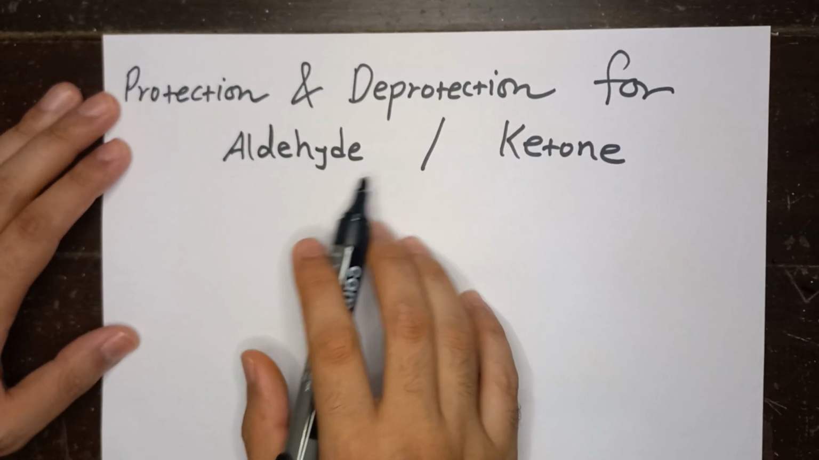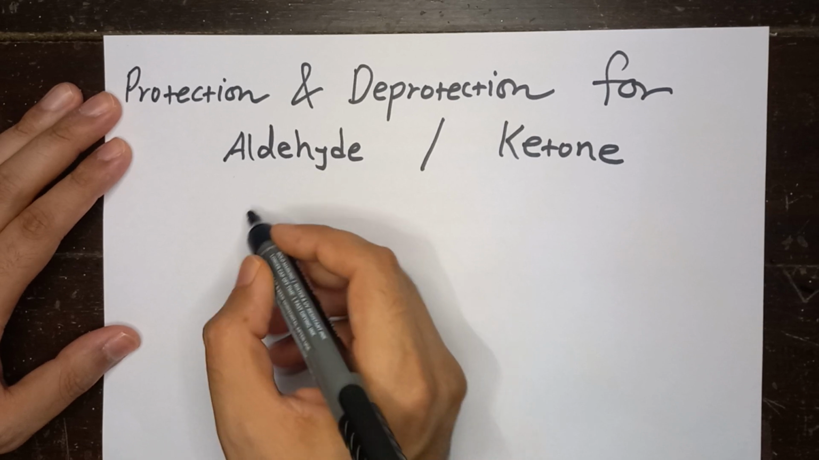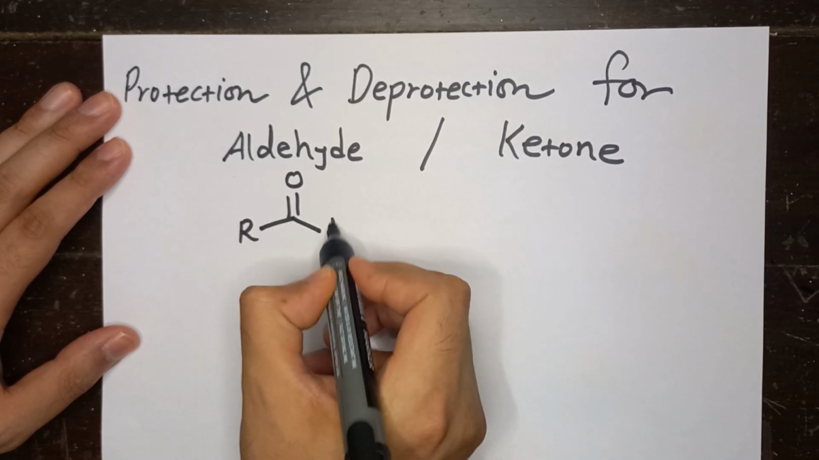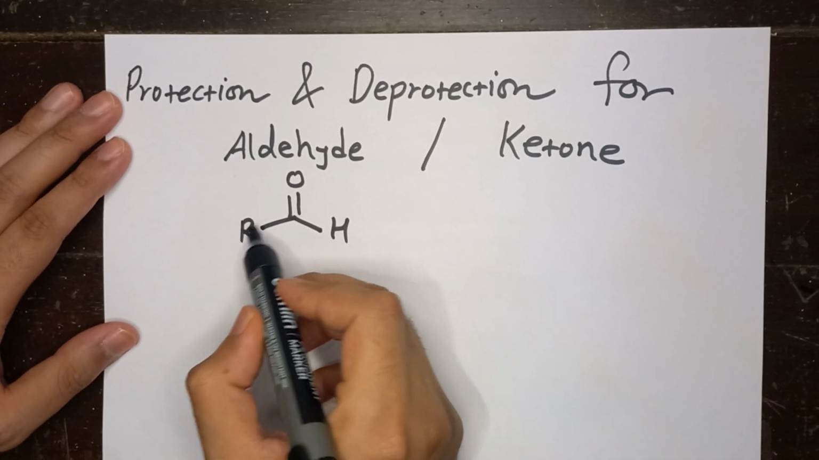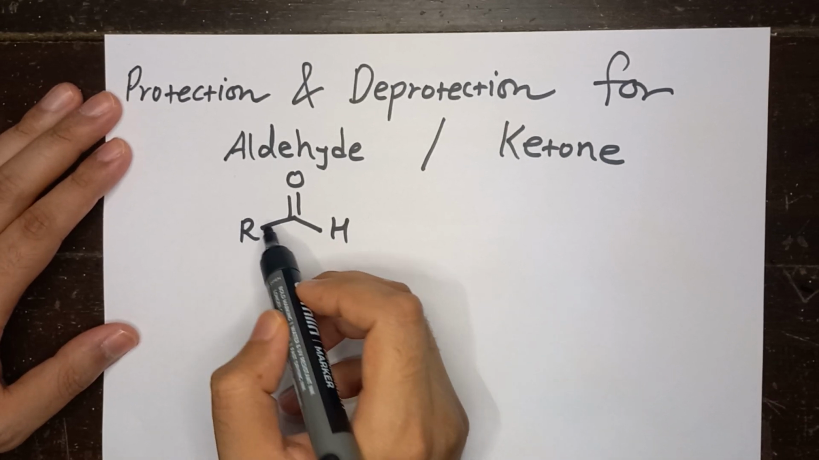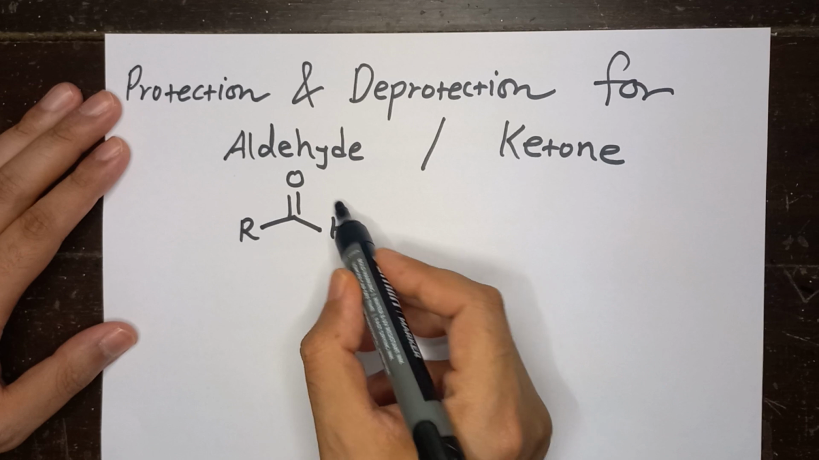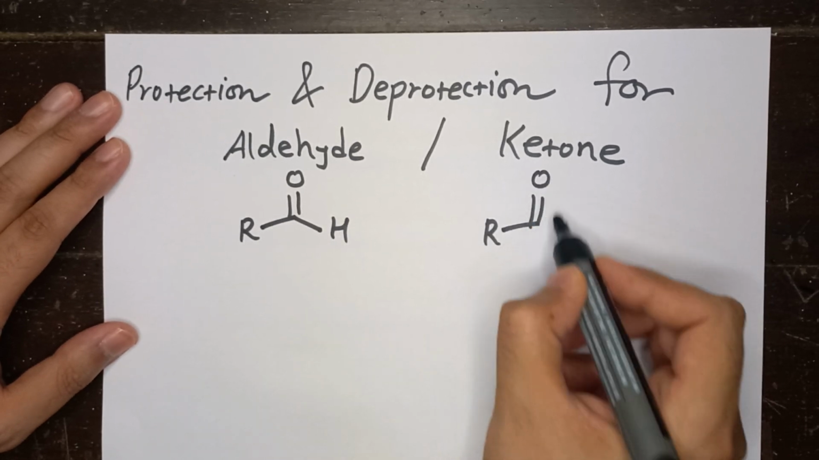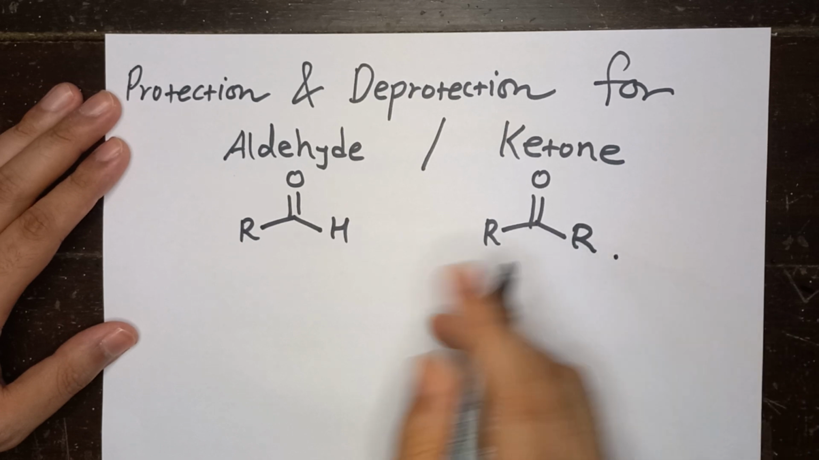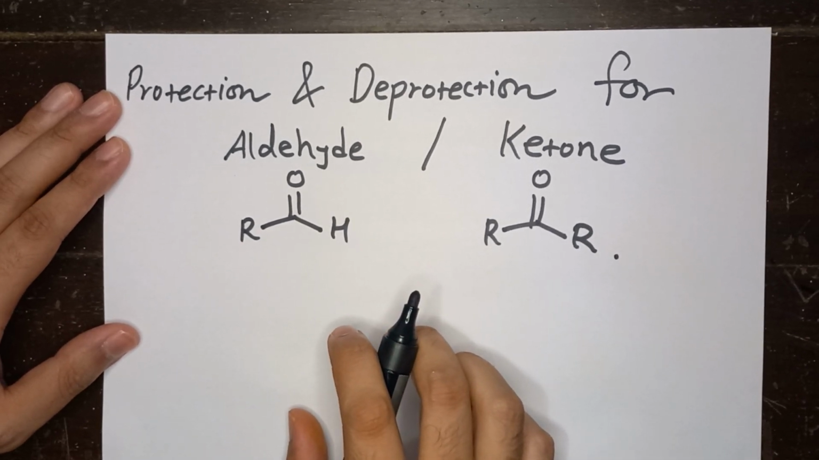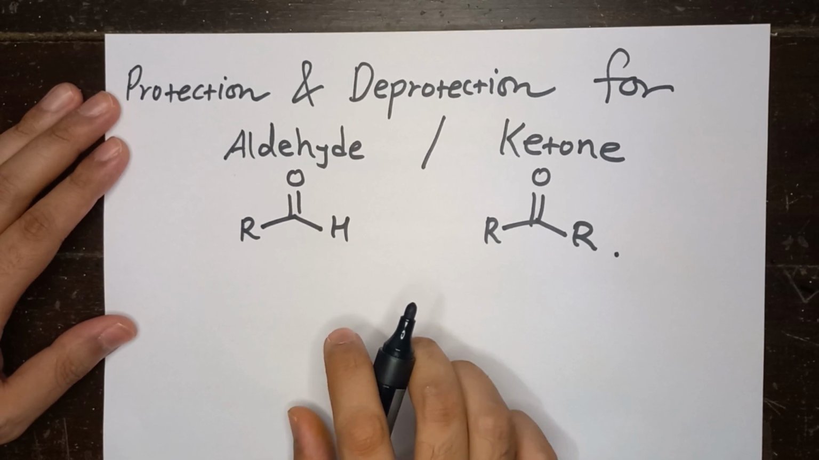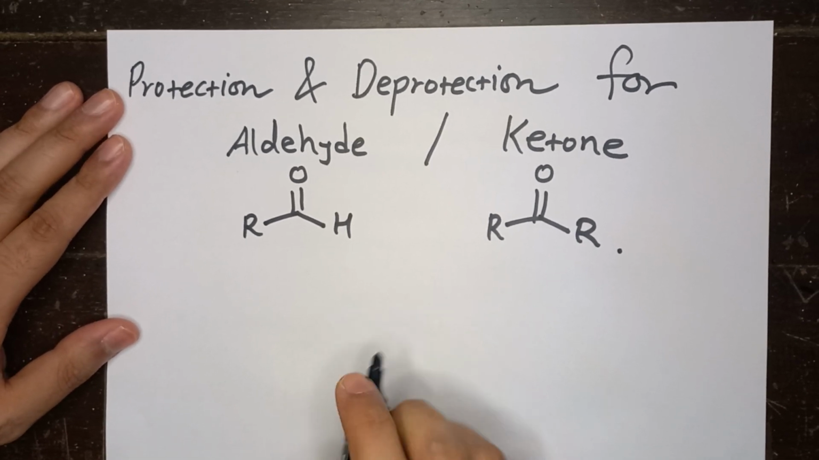So the aldehyde functional group can be written as, where R is any alkyl group. To represent a ketone, you have to replace this hydrogen with another alkyl group. And this is how you can write a ketone functional group. So this is about how you represent aldehyde and ketone. Now what is the protection method?